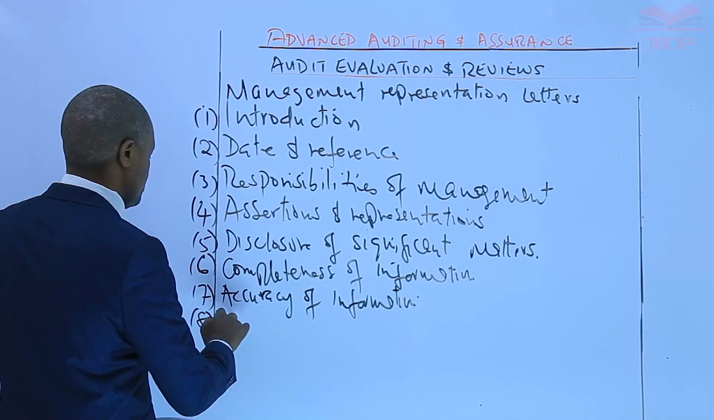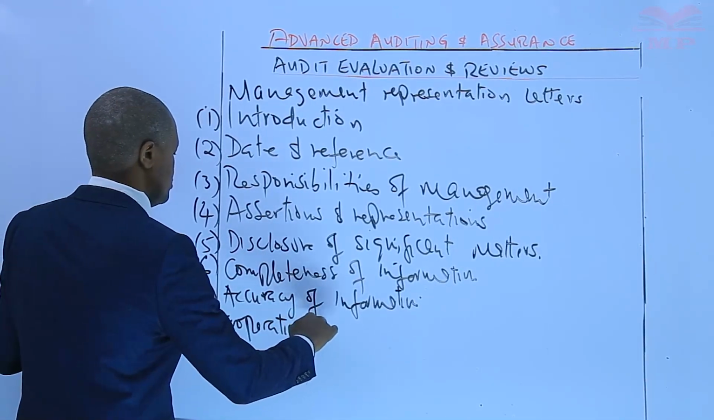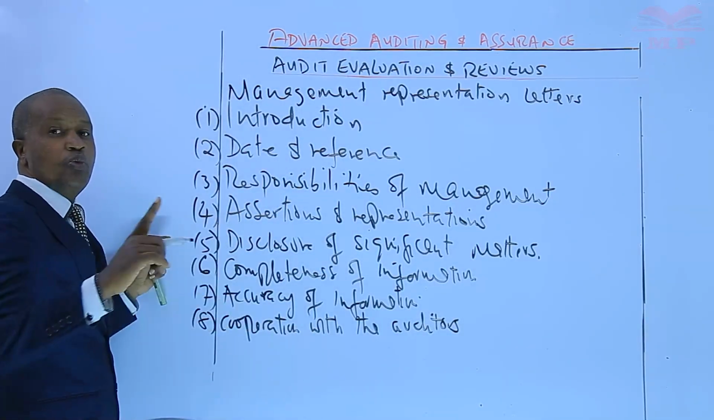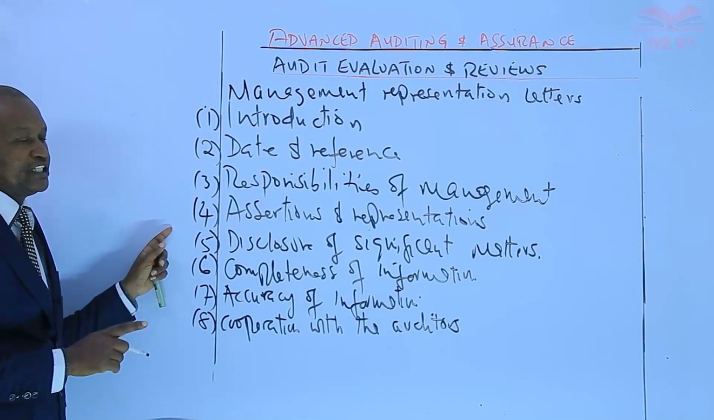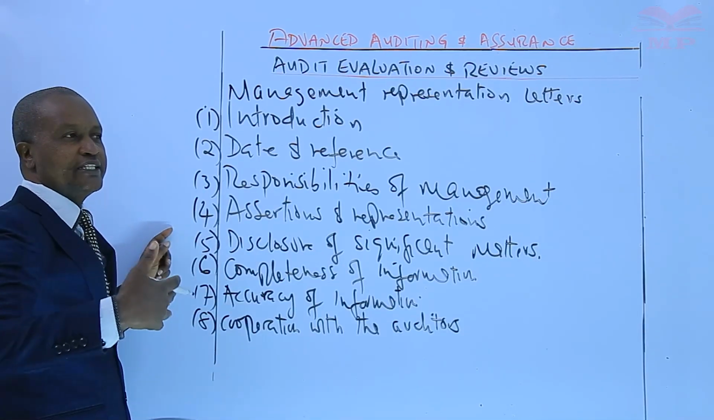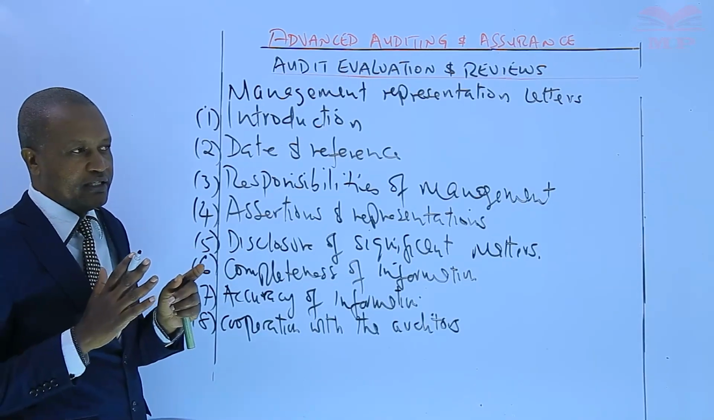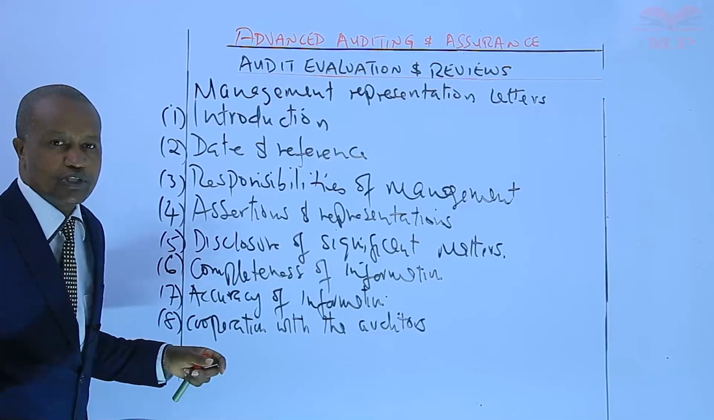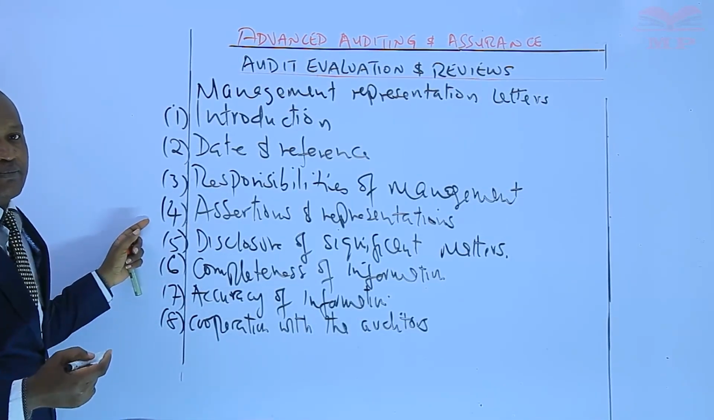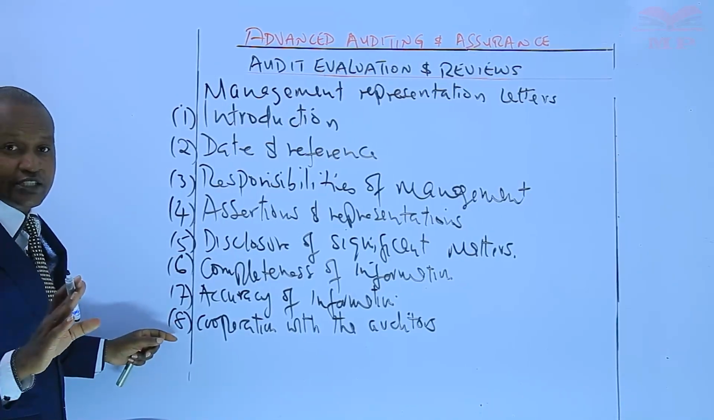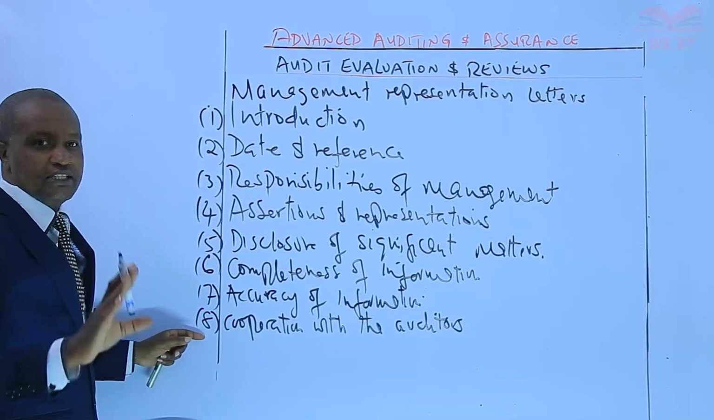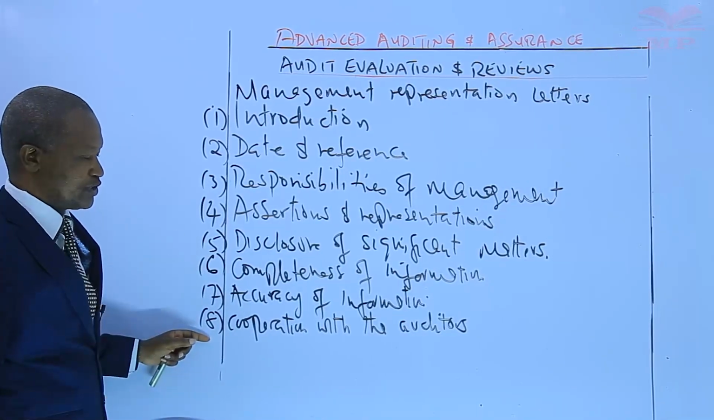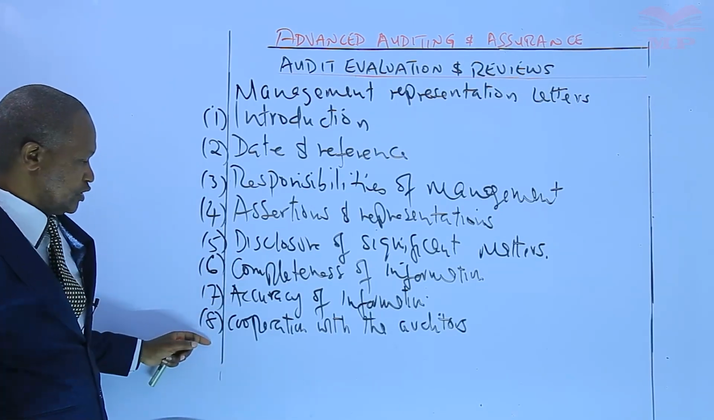Number 8, cooperation with the auditors. Within this letter, the management should acknowledge the cooperation and assistance provided by themselves to the auditors throughout the audit process, including access to records, access to personnel, and also access to facilities. It has to be clearly stated that the management cooperated and assisted the auditor in accessing records, personnel, and facilities throughout the audit process.